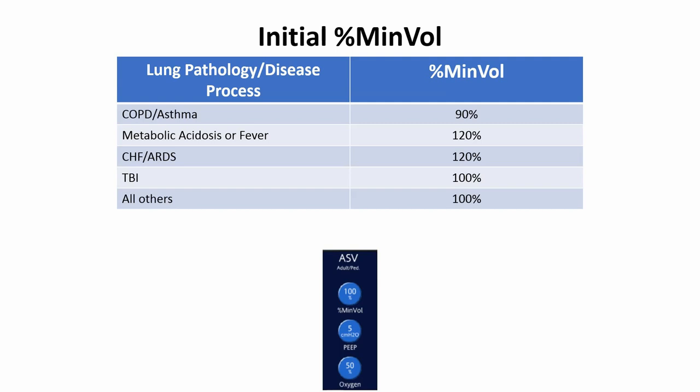For patients with a traumatic brain injury, we can start them off at 100%. Now, for most patients with a traumatic brain injury, we don't routinely hyperventilate them unless they are herniating. And now we only hyperventilate them to a CO2 at the lower end of normal, or that's the current recommendation. So we can start at 100%, then we can titrate our percent minute volume up or down to achieve our end-tidal CO2 goal at a lower end of normal. And everybody else, you can just start them at 100%.